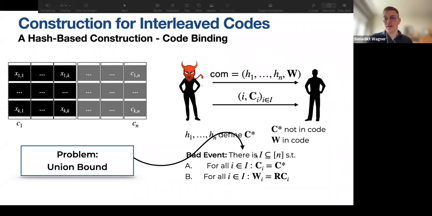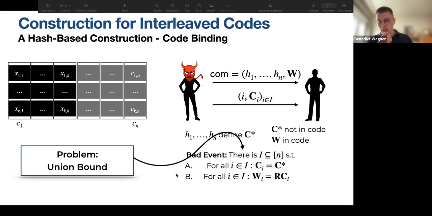So why is that? Well, we don't get to choose the set I where Alice opens the commitment, right? So Alice can just choose this set I in an arbitrary way, and we don't know anything about it except that it's large enough. And that means we have to rule out this event for every set I, and the only thing that we can do here is to use a union bound, but there's an exponential number of such sets. And that means the union bound will kill us here. So this is not a construction that we can prove secure.